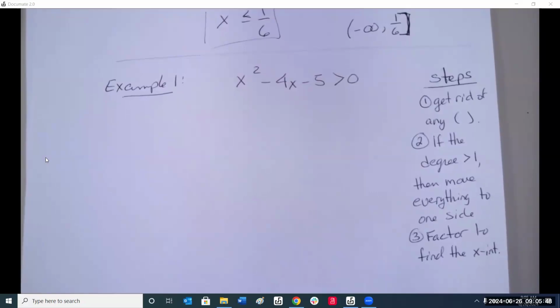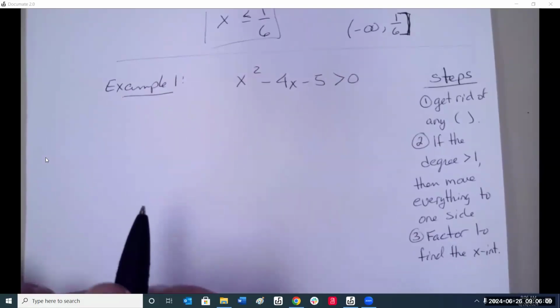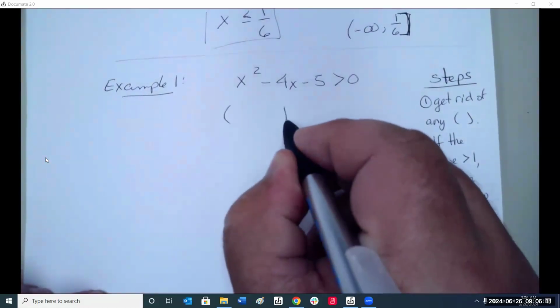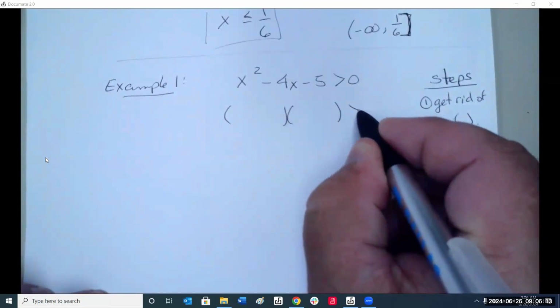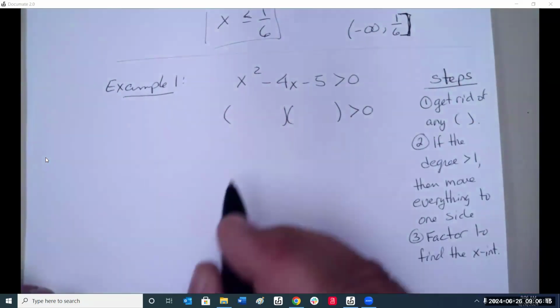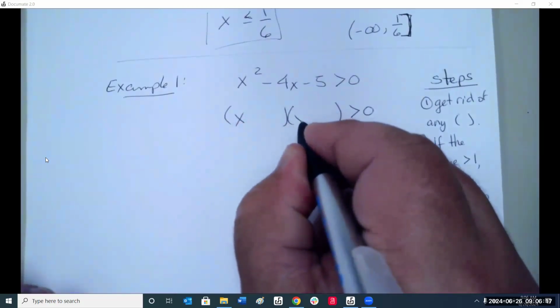If you can't factor it, what are you going to do? Yeah, quadratic equation. Because we need to find solid answers. They have to be x-intercepts that we're looking for, and I'll show you why in a second. So in this example, we can factor it out.